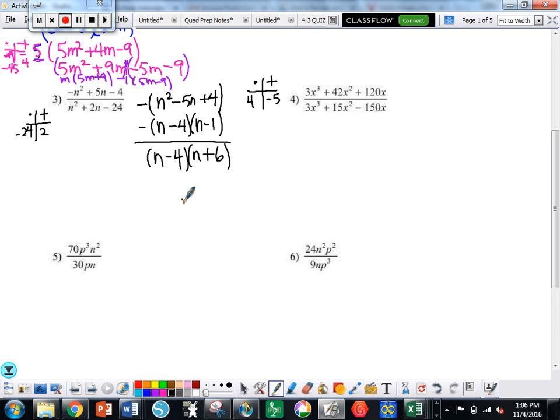So list our excluded values next. Your excluded values come from the problem, not from the answer. So you have to list the excluded values before you cross stuff off. So from here, n cannot be 4. And from here, n cannot be negative 6. We do not care about the top. Now I've got to cancel, cancel. Final answer, negative n minus 1 over n plus 6.